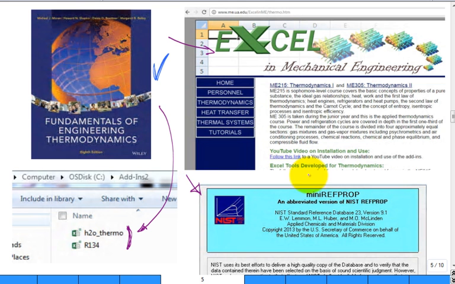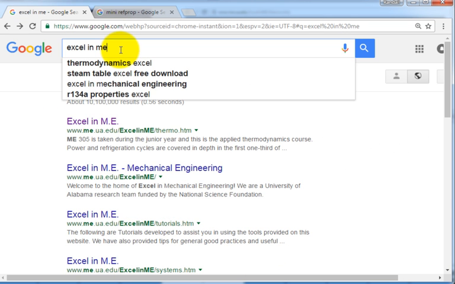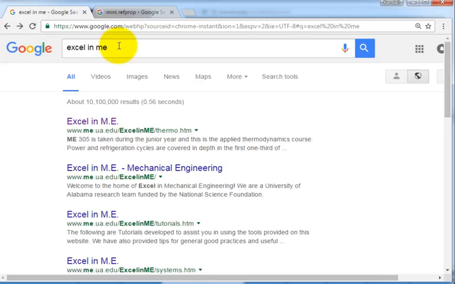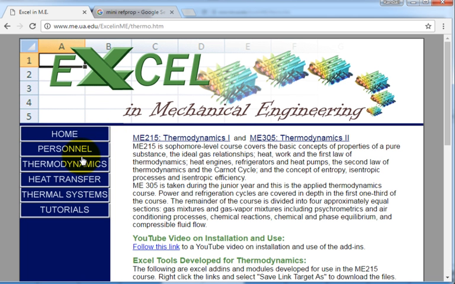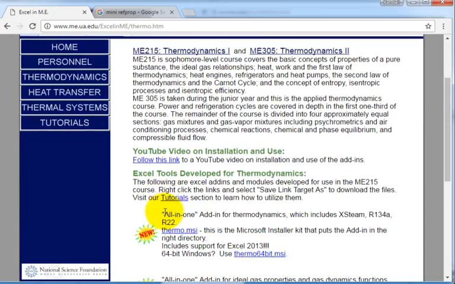So you would go out to the internet, and the first one is, all you have to do is search for Excel and ME. It'll always go to that website, and the first pop-up is me.ua, University of Alabama. You can go to that website. They have software for thermodynamics, heat transfer, thermal systems. It was all NSF funded, and so you can download this and play with it. It's very good software. I've used it for a number of years.